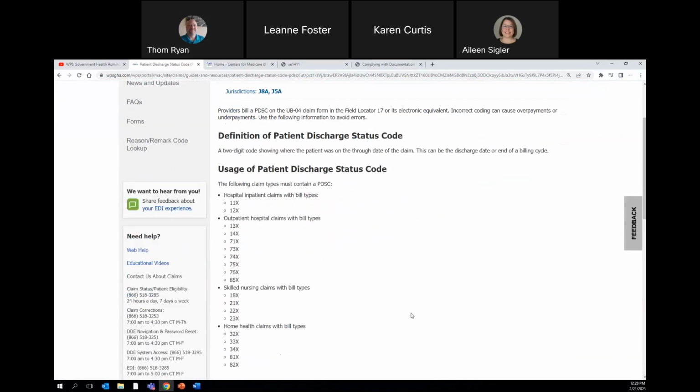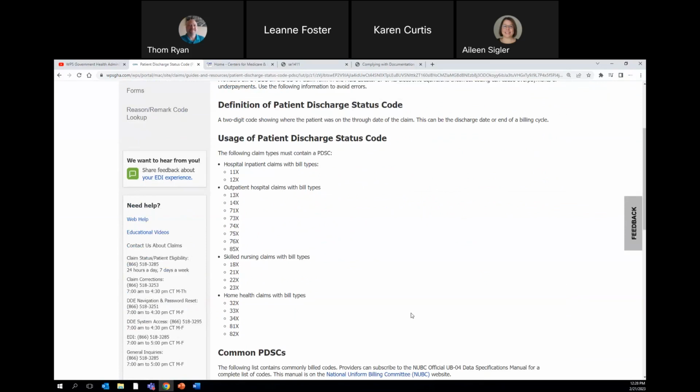A couple of things I do want to point out. If you're billing an outpatient claim and it's for anything related to one of these bills, then yes, you do still need to make sure that you have the patient discharge status code on there and that it's correct. So when we look at this, you have to make sure that if you're billing any one of these, it doesn't matter which one.